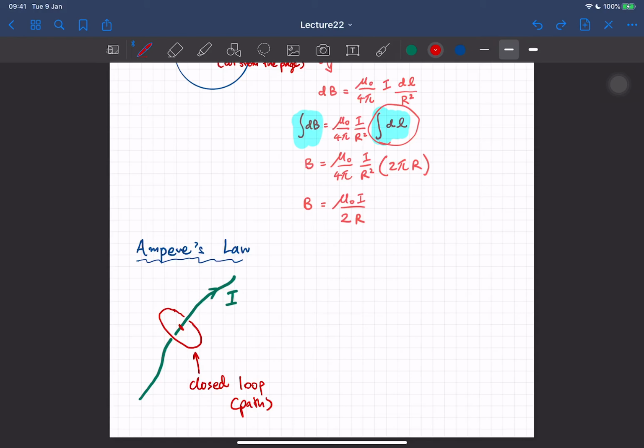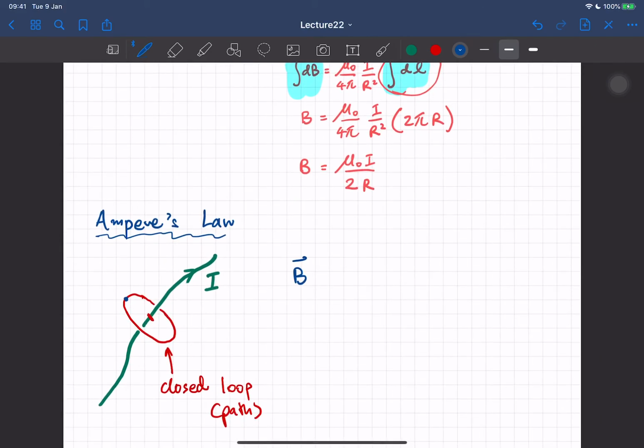If you take the magnetic field on the path, I would do this B field. Let's say at this point here, the magnetic field from the wire will point in this direction, and then here it will point in a different direction, something like this.